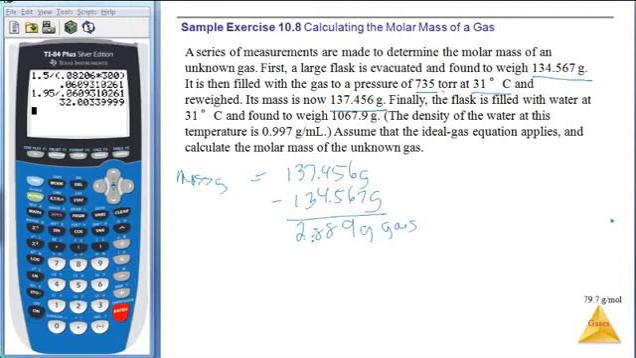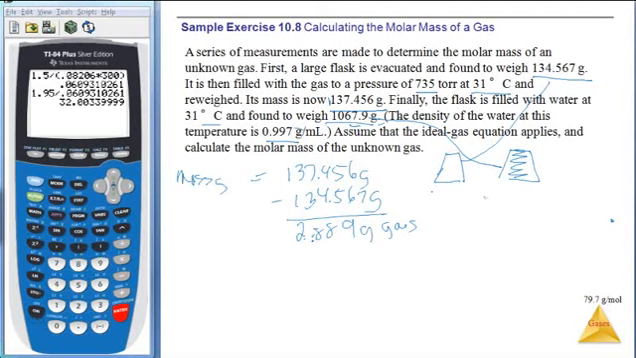Next, the flask is filled with water at 31 degrees C and found to weigh 1067.9 grams. And the density of water is this. So this is going to allow us to figure out the volume of the container. What we know is the flask empty weighed this, and the flask filled all the way with water weighs this. If we know the mass of the water and the density, we can figure out the volume. So let's do that.